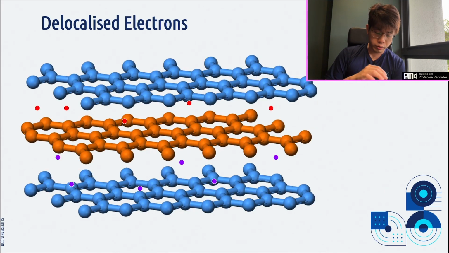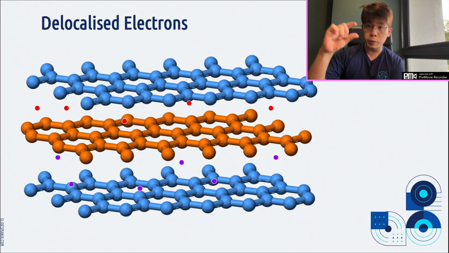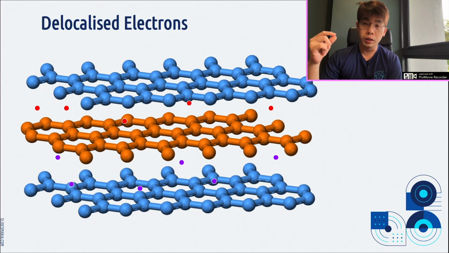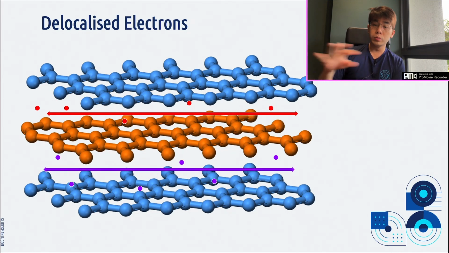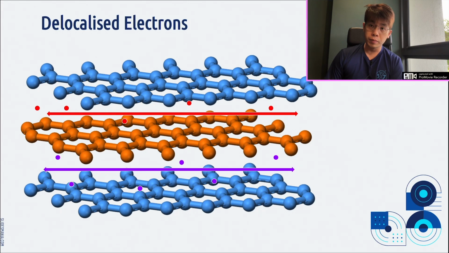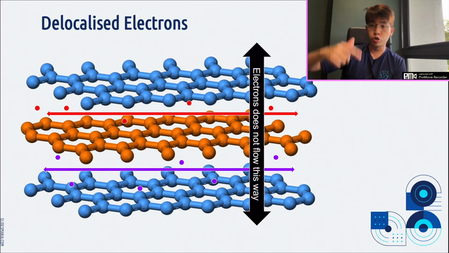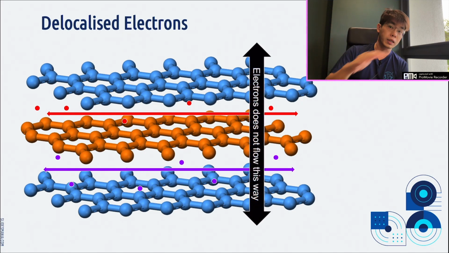So you see these electrons, the red dots and the purple dots, right? It actually escapes to the spaces between the layers. And these electrons are actually able to travel up and down within these layers. So there are actually moving electrons within the graphite structure. They can move in this direction, however, they cannot travel through the layers. They can only travel along the layers.